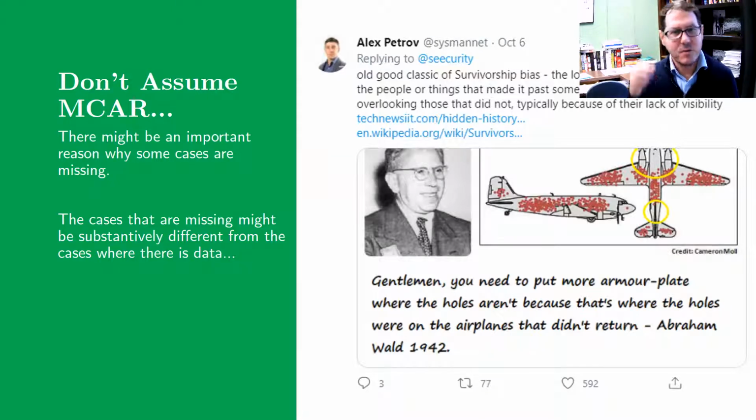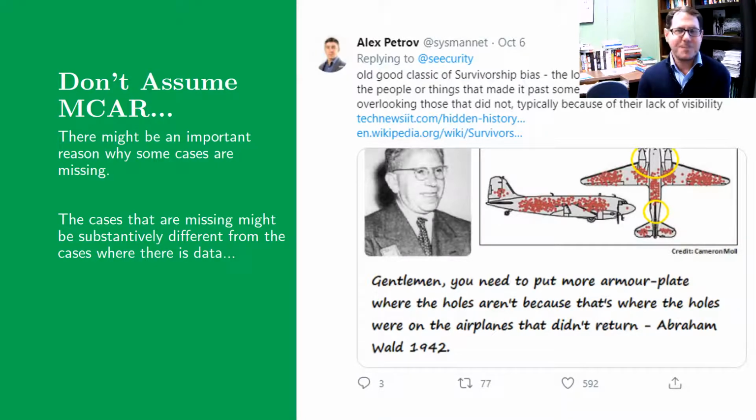And it wasn't until it was pointed out that you really shouldn't look at planes that survived enemy fire. You should look at the planes that were shot down. That's where you need to provide the shielding. But since you don't have those planes available, maybe you should look at the places where the bullet holes aren't, because those are the places where a plane was able to avoid getting shot and make it back.